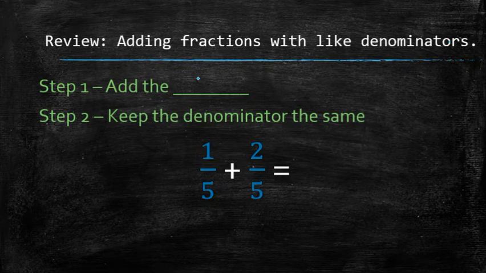All right, so let's review how to add fractions with a like denominator. These are both 5, the denominators. And so we know that 5 does equal 5. They are the same. So we're just going to add the numerator.